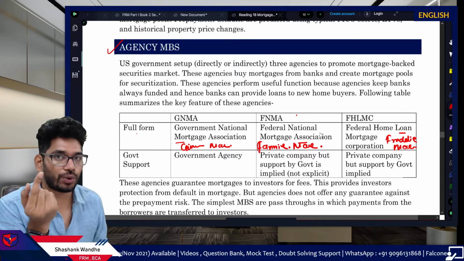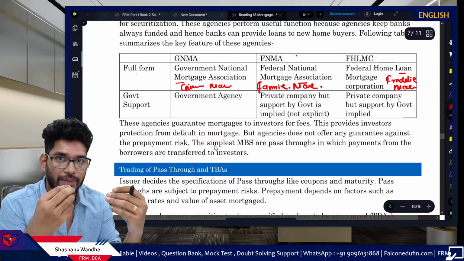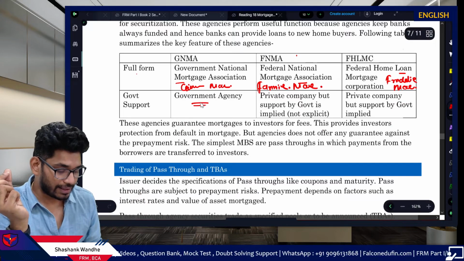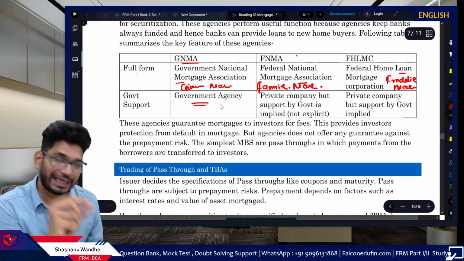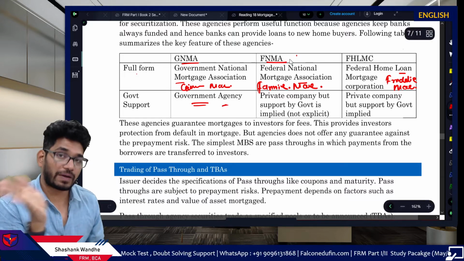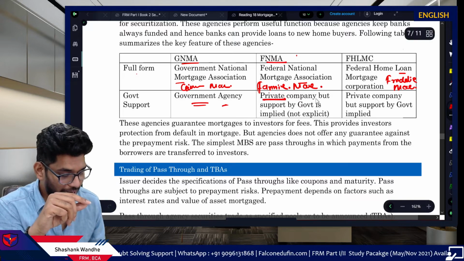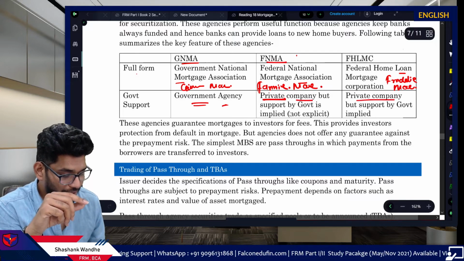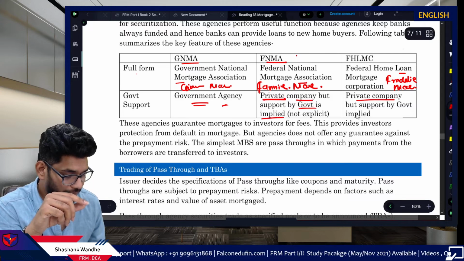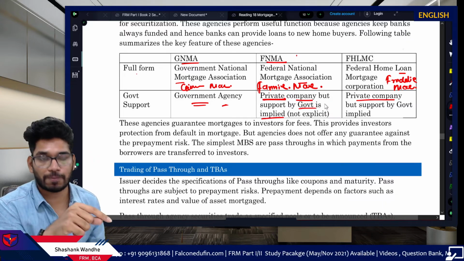What do you need to know about these associations? First, these are supported by the government. GNMA, Ginnie Mae, is a government agency. FNMA, Fannie Mae, and Freddie Mac, both are private companies, but supported by government. Okay, and this government support is implied and not explicit.